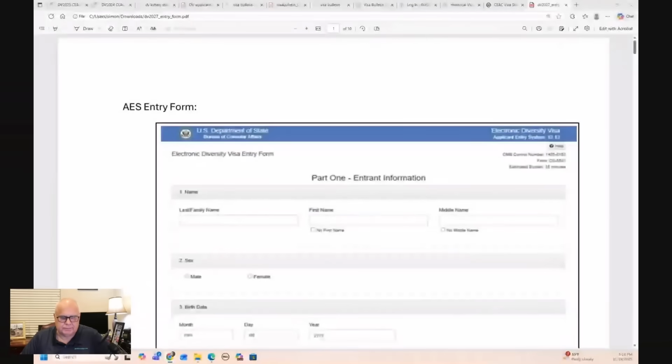So I'll show you the form, and I'll show you some of the things that are the same as previous years, and then the differences in this particular mock-up form. Okay, so let's have a look at it. So it's a PDF. The PDF is titled AES entry form, which is the applicant entry system. And this is a mock-up that is partially based on previous years' forms, and that information hasn't changed.